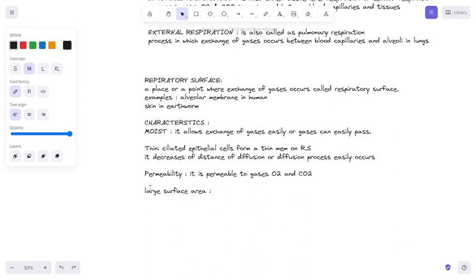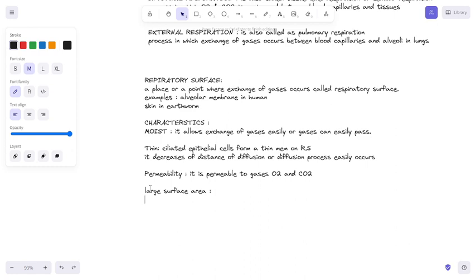So if there is no large surface area, less oxygen will be supplied to our organs. If there is a large surface area, we exchange more gases: we release more carbon dioxide and take in more oxygen, by which we can supply oxygen to our body organs, and they can work properly.